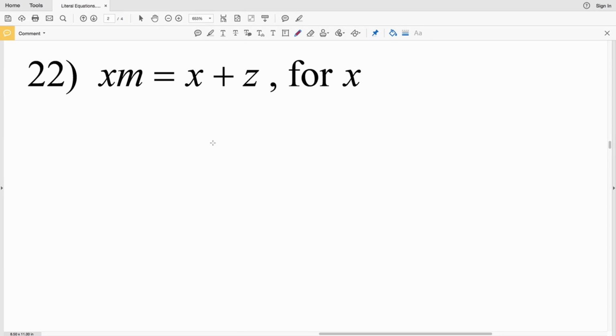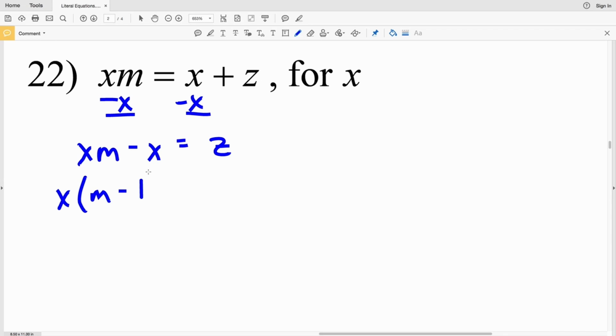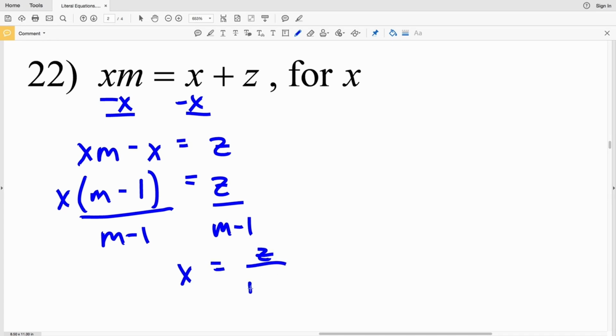And number 22, again, we're solving for x, and we're going to start by putting both terms with x in them on the same side of the equation. So I'm going to move them both to the left. So we'll have xm minus x equals c. Now we're going to pull out an x from each of those terms. So we'll be left with x times the quantity m minus 1. And that's going to be equal to z. So you can see that if we were to redistribute that x, it would be xm minus x. Now we have to divide by m minus 1 on both sides to get that x is equal to z all over m minus 1 as the solution for number 22.